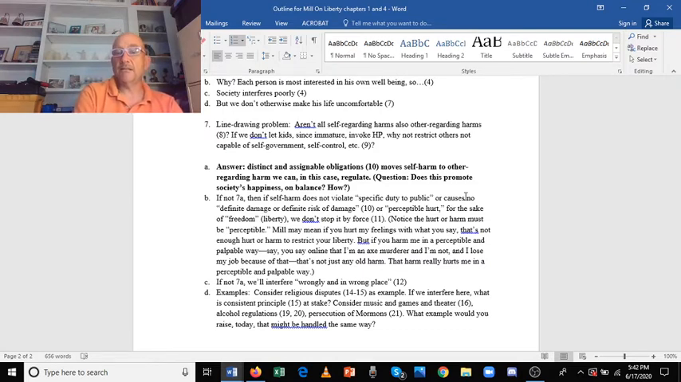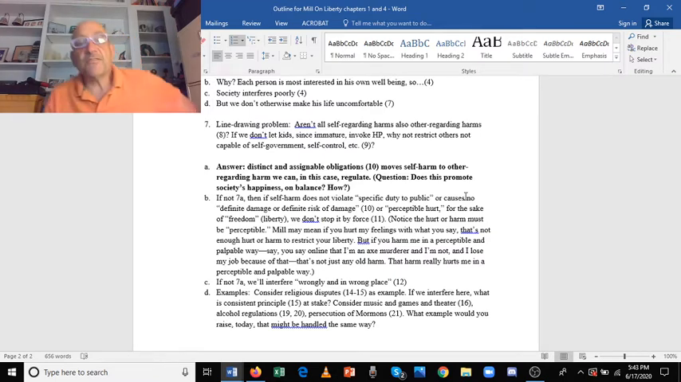Mill may mean that if you hurt my feelings by what you say, that's not enough to restrict your liberty. But if you harm me in a perceptible, palpable way, right, say you post online that I'm an axe murderer, and let's assume I'm not. And then all of a sudden my dean says, we don't want an axe murderer on the philosophy faculty, we're going to have to fire you. That really is a perceptible, palpable kind of harm that we can measure.